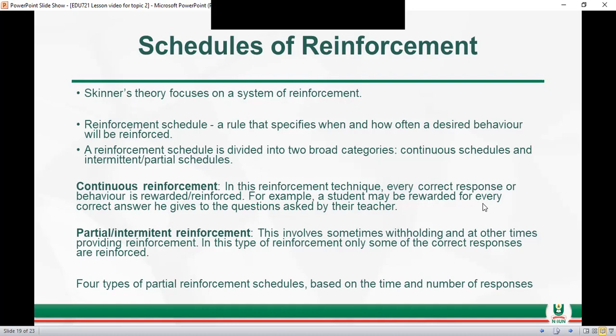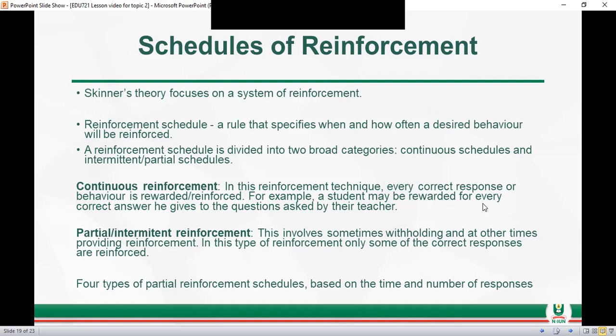Skinner came up with the idea of reinforcement schedule. What is a reinforcement schedule? It is a rule that specifies when and how often a desired behavior will be reinforced. A reinforcement schedule is divided into two broad categories: continuous schedules and intermittent or partial schedules.